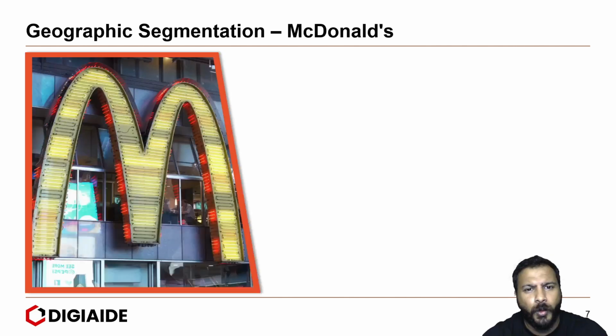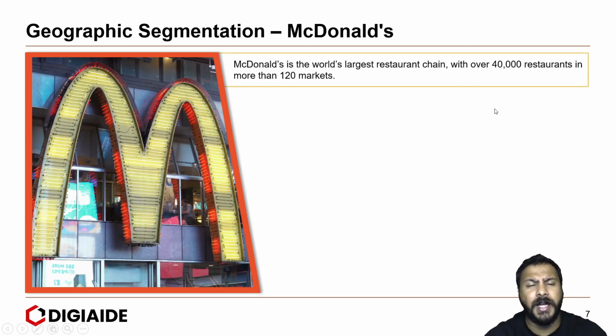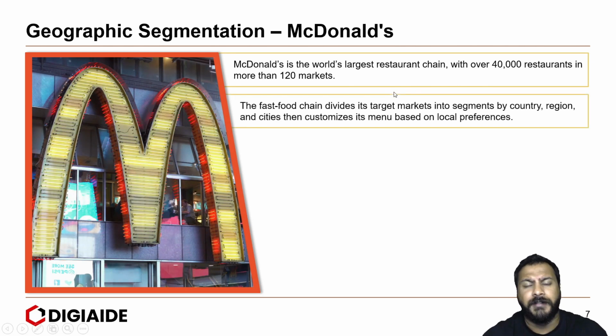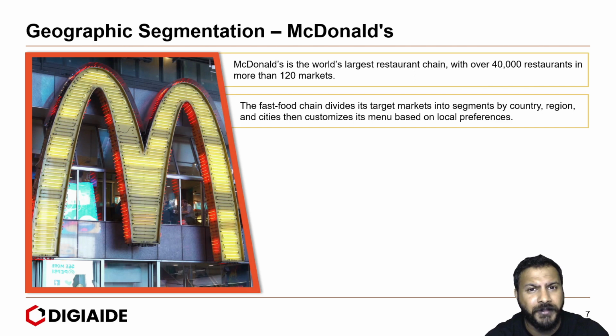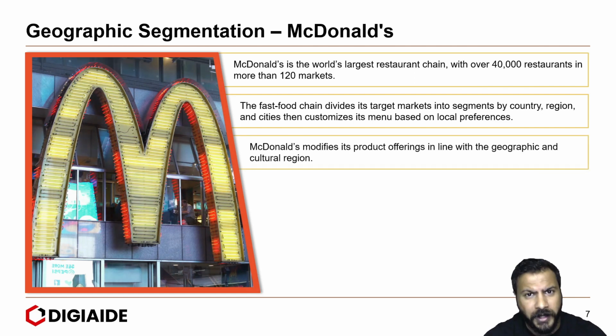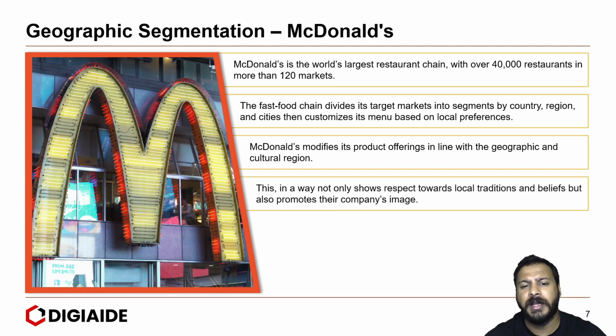One of the brands that has done a beautiful job in segmenting their market based on geography is McDonald's. Now, McDonald's is the world's largest restaurant chain with about 40,000 restaurants in more than 120 markets. The fast food chain divides the target market into segments by country, region, and cities and then customizes its menu based on local preferences. McDonald's modifies its product offerings in line with geographic and cultural region. This, in a way, not only shows respect towards local traditions and beliefs, but also promotes their company's image.